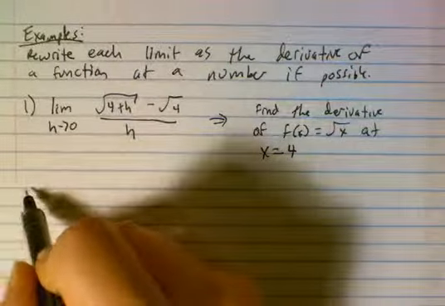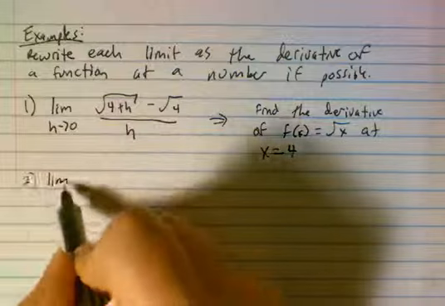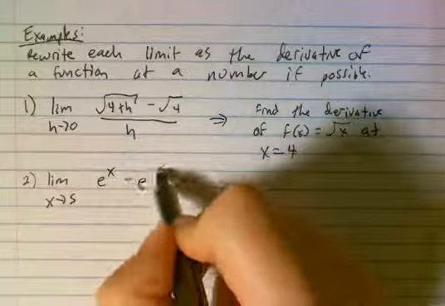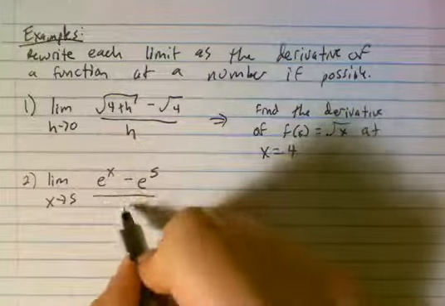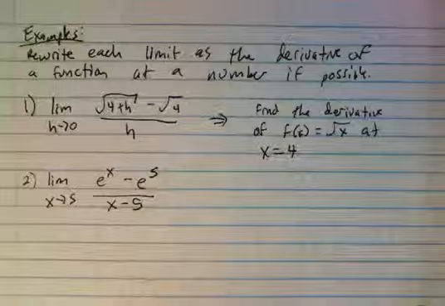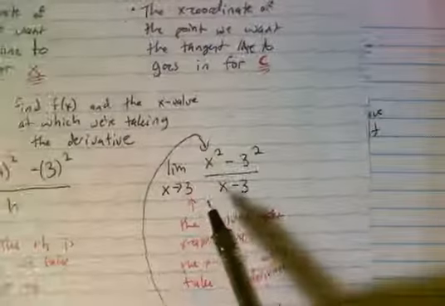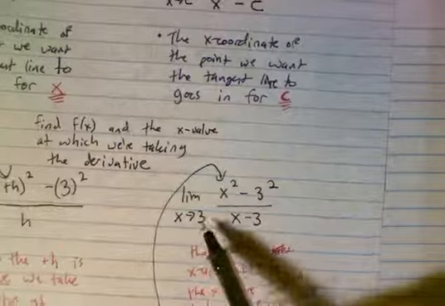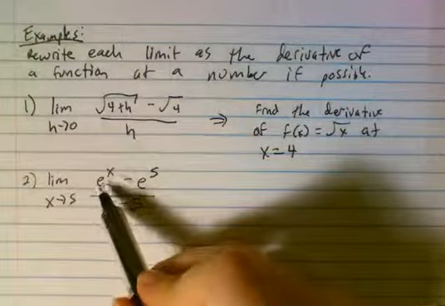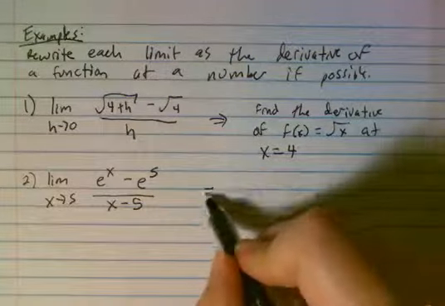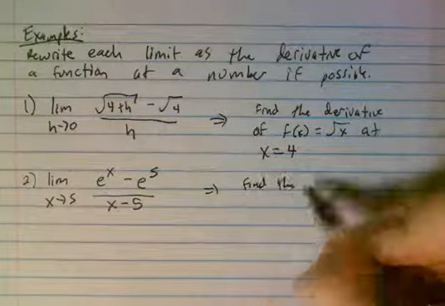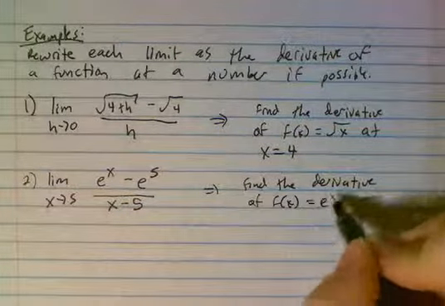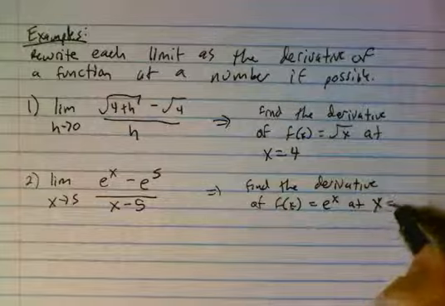So for the next one, that's this form, whatever's being done to the x, that's our function. The number right here is the number. So it's just e to the x, e to the number, and it's the same thing. Find the derivative of f of x equals e to the x at x equals 5.